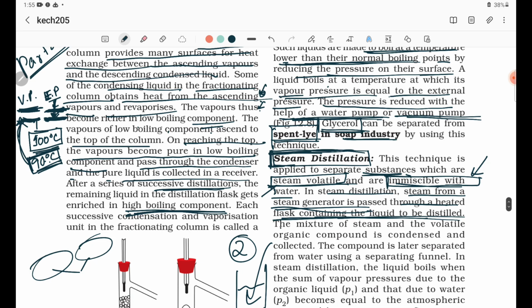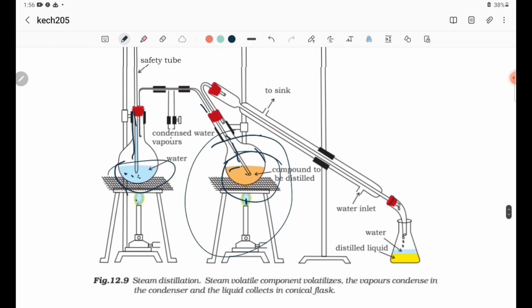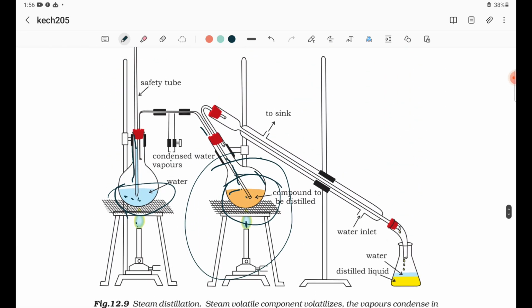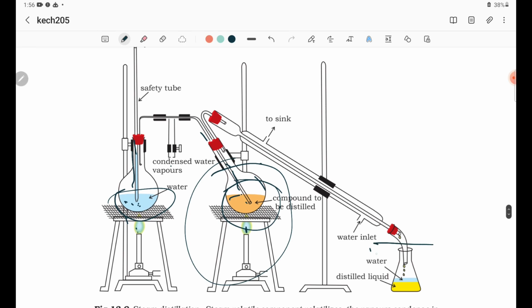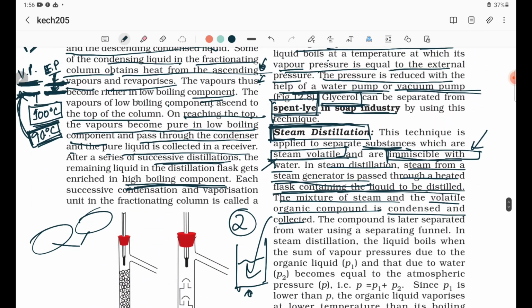The mixture of steam and the volatile organic compound is condensed and collected. So here it will get collected. The compound to be distilled, along with the steam, is condensed. Here in the condenser it is getting condensed and collected. Now the compound is later separated from water using a separating funnel.